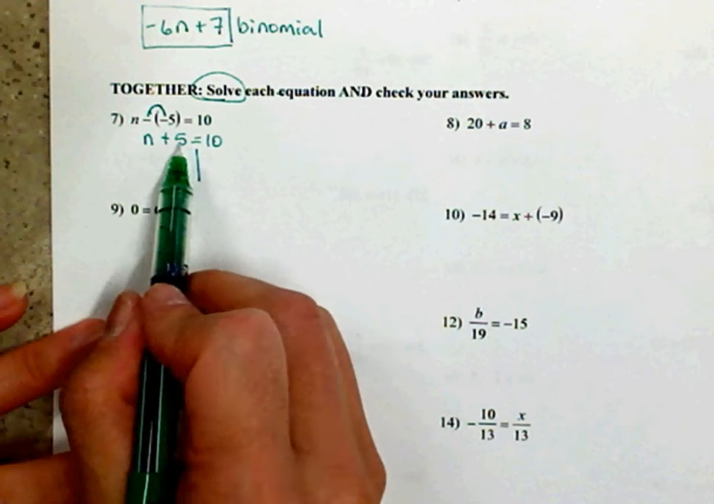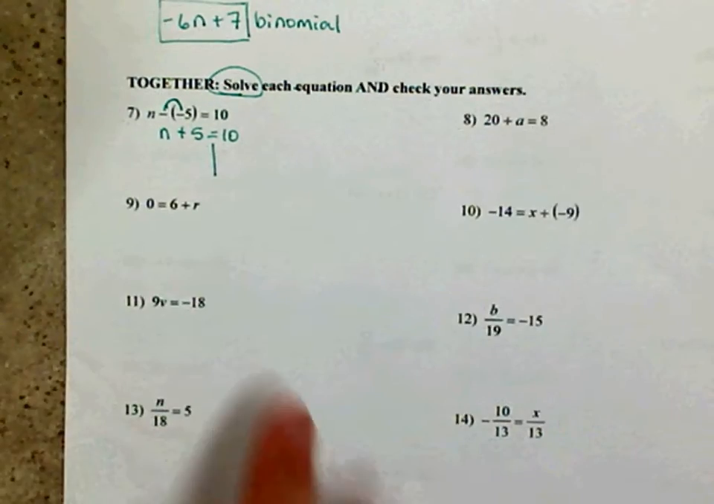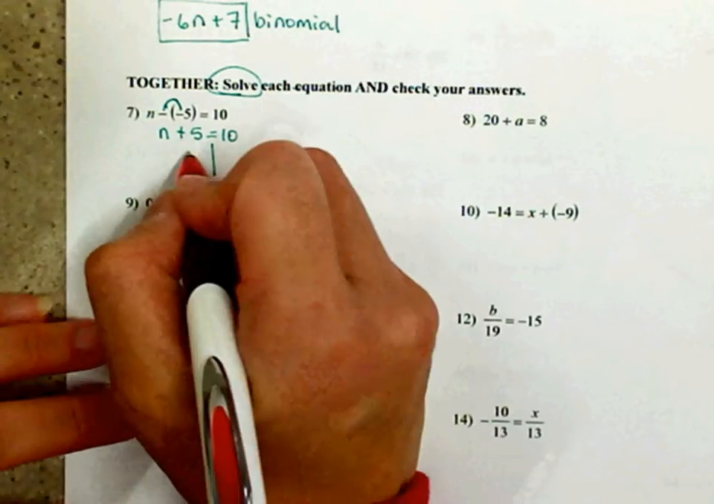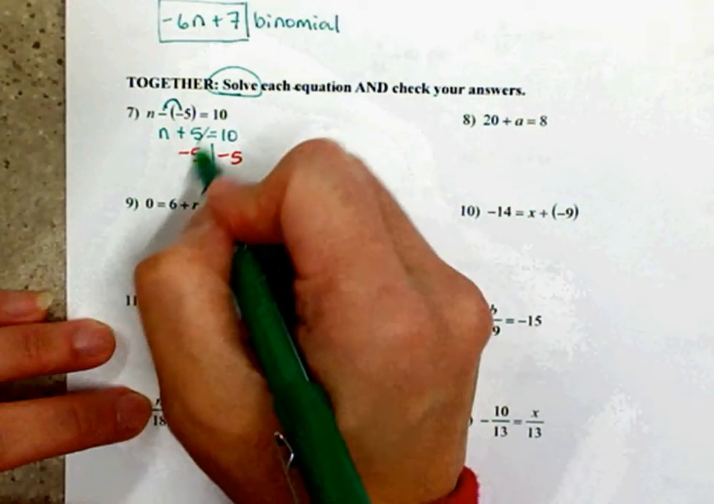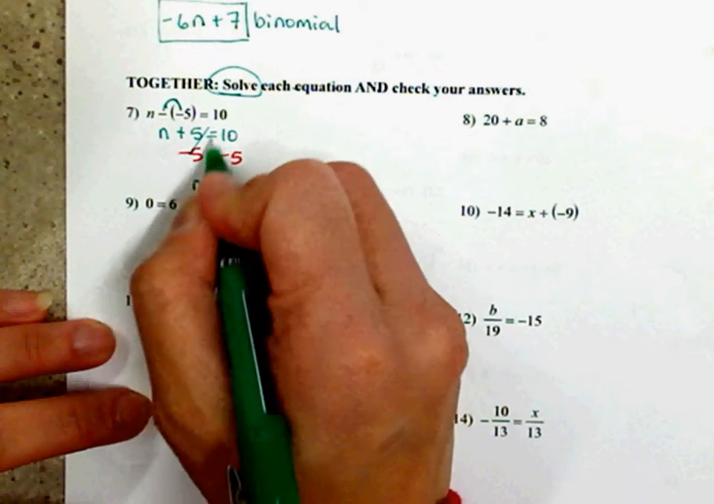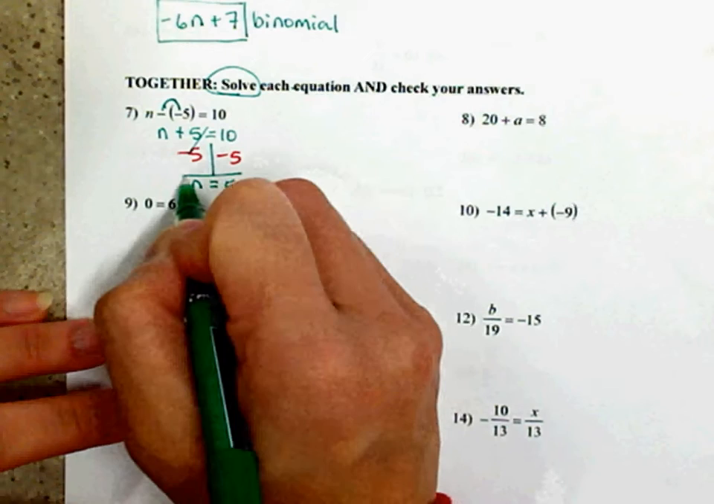Count your terms: 1, 2. Anytime you have 2 or more, you will always add or subtract. So how would you solve for that one? Minus 5, minus 5. These will cancel. Bring down your n. Bring down the equal sign. 10 minus 5 is 5. Okay?